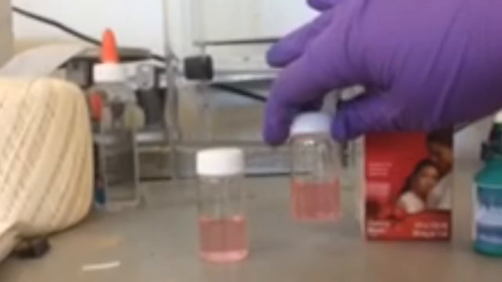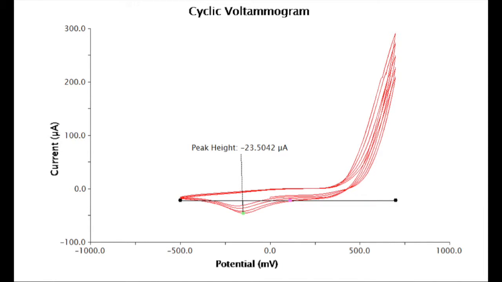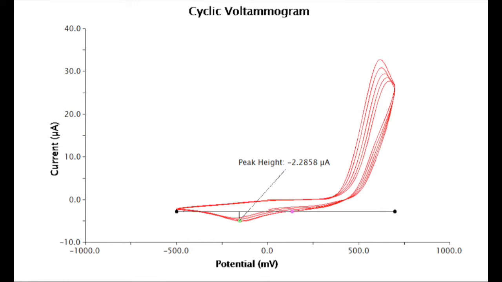This CV shows the 4 millimolar Tylenol solution with a peak height of 23 microamps. This CV shows the 2 millimolar Tylenol solution, which has a lower peak height at 2 microamps. This experiment shows how the peak heights are not directly proportional to the analyte concentration. If it were proportional, the 2 millimolar Tylenol solution would have half the peak height of the 4 millimolar Tylenol solution.